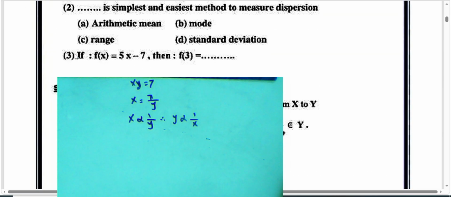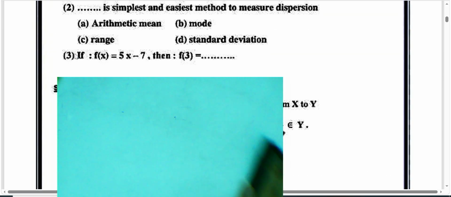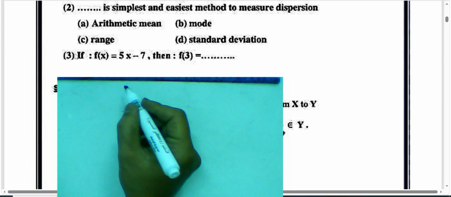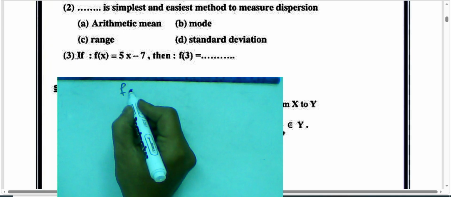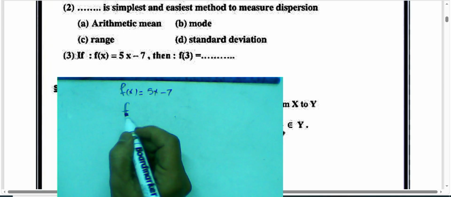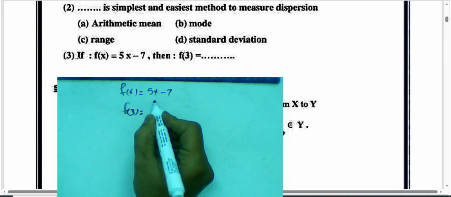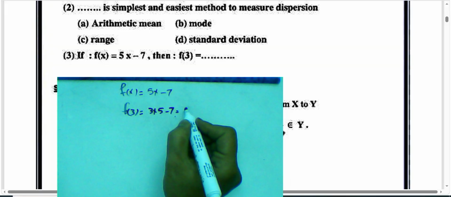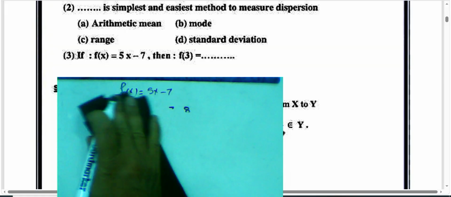Next question. f of x equals 5x minus 7, then f of 3 equals? Put the value of x equal 3. We have f of x equals 5x minus 7, then f of 3 equals 3 times 5 minus 7. 3 times 5 is 15, minus 7 equals 8. Then the answer will be 8.